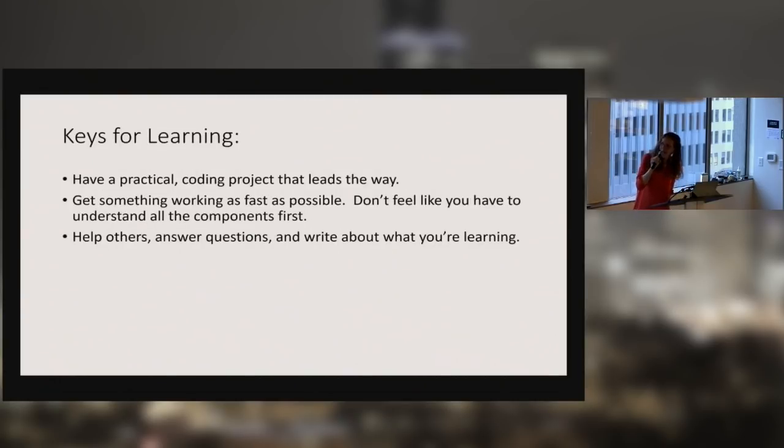In summary, some keys for learning are to have a practical coding project that you care about and let that lead the way for you. Get something working as fast as possible. It's okay if you don't understand all the components at first, and that's actually better. As time goes on, you will learn about the components as you improve your performance and dig down. And then help others, answer questions, and write about what you're learning. I value altruism, but that's not why I recommend it. I recommend it because explaining it is a key part of cementing your own understanding.